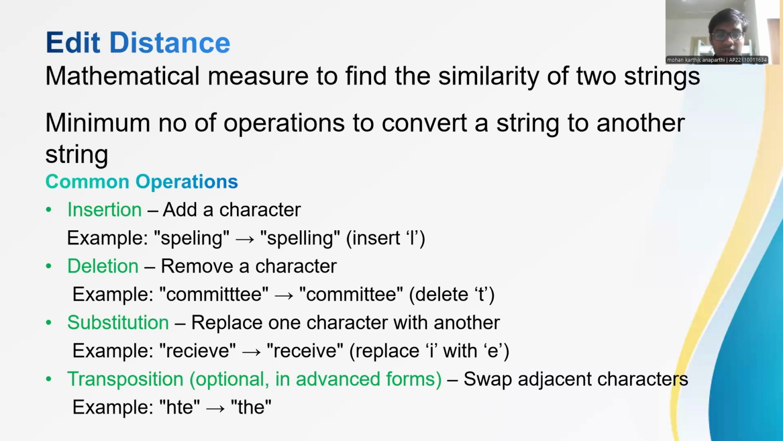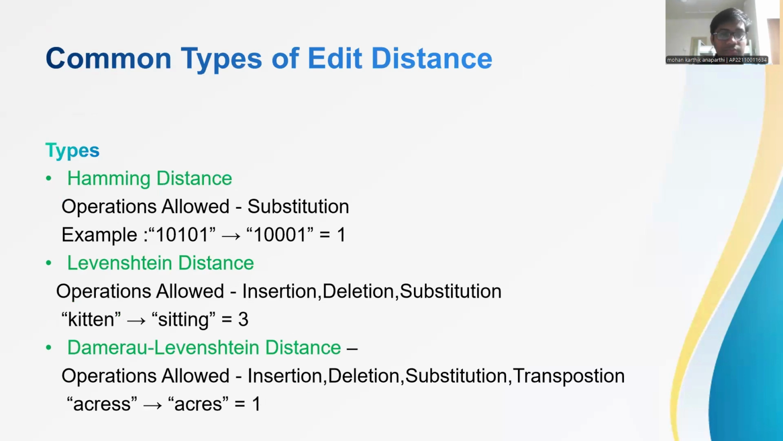Substitution means replacing one character with another character. For example, receive. Here we have replaced I with E to become the correct word receive. Transposition, which is optional in many forms, means swapping two adjacent characters. For example, here H is swapped with T to become the correct word the. Here edit distance follows these four operations, and for a string S1 to transform into S2, we use these four operations. Let us see the common types of edit distance.